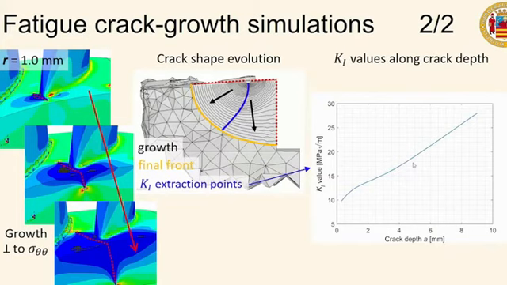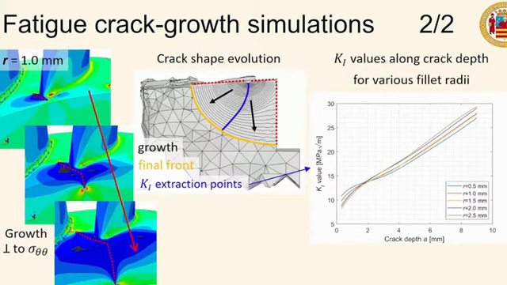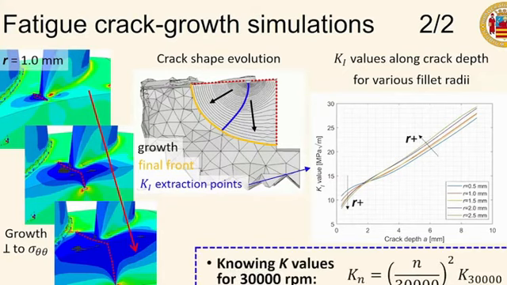So we repeated this calculation for various fillet radius dimensions, and we derived this series of curves where we highlighted some patterns depending on the fillet radius size. And finally, according to the simple linear relationship here at the bottom right corner of this slide, we were able to calculate the K values as a function of the rotational speed n.